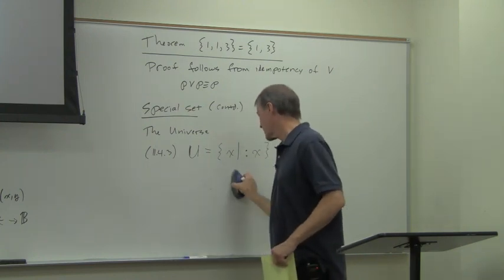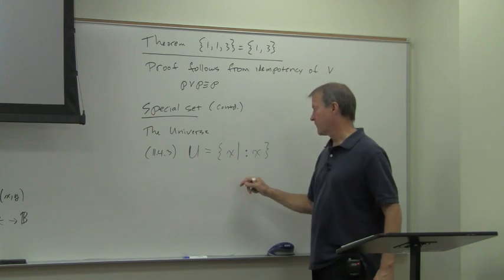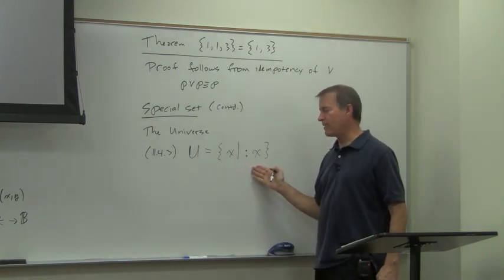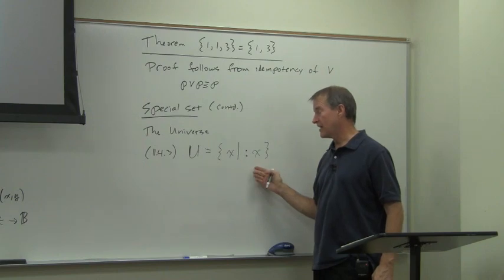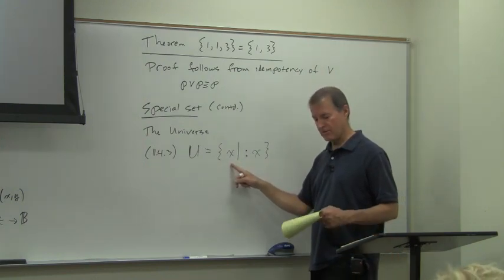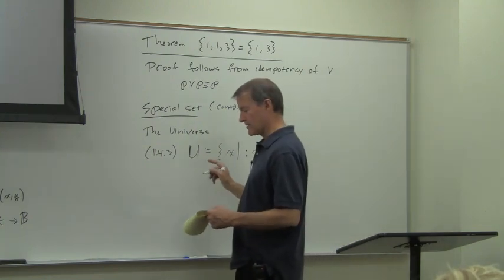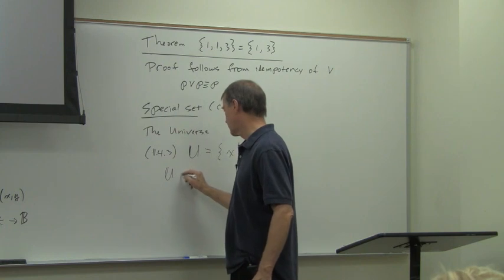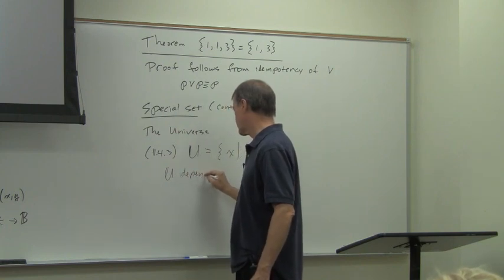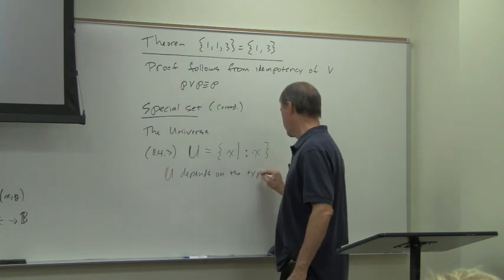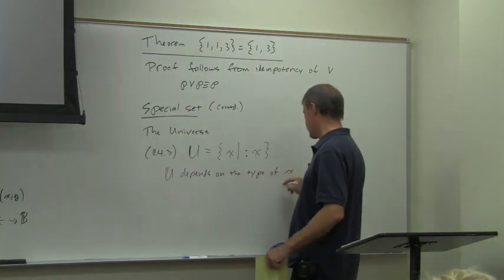Now, here's the thing that you have to be aware of. However big the elements in this set are, they depend on what? They depend on the type of X. So U, the universal set, depends on the type of X, all right?